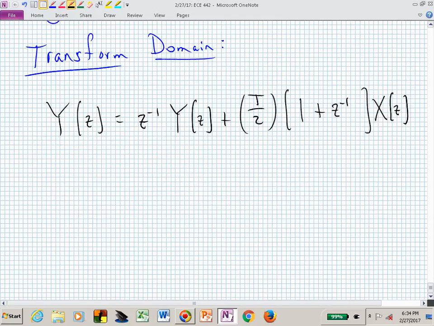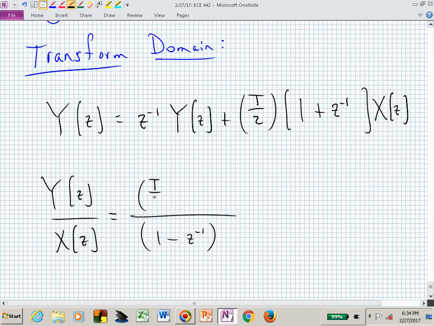Now we get a little bit more color than we've had before, or capital Y of z over capital X of z is now, the denominator is what we've been seeing all along. That's just 1 minus z to the minus 1. In the numerator, we have the constant, capital T over 2, times 1 plus z to the minus 1. Or, we clean this up and write it in terms of z's. We have capital T over 2 times z plus 1 over z minus 1.